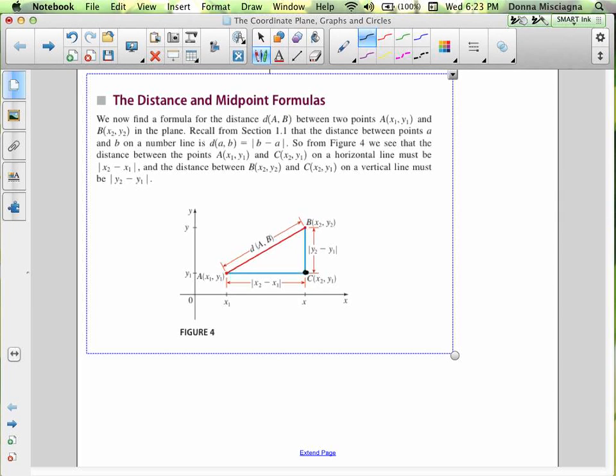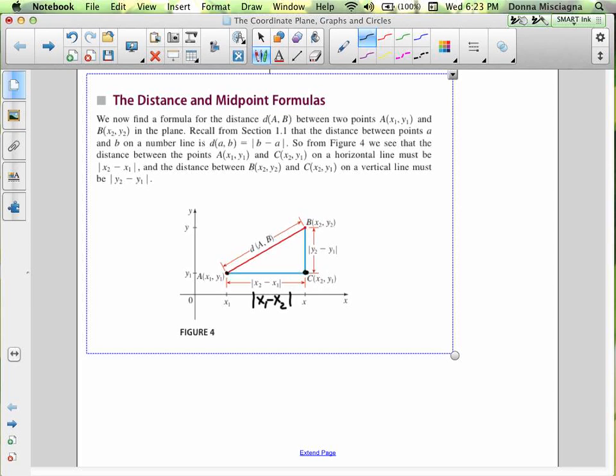If we look at point C there, the distance between A and C is just the difference in the x coordinates. The distance is always positive. That's why the absolute value bars are there, so we don't get a negative number. Because I could also do this, and so long as I have the absolute value bars, I'm going to have a positive number.